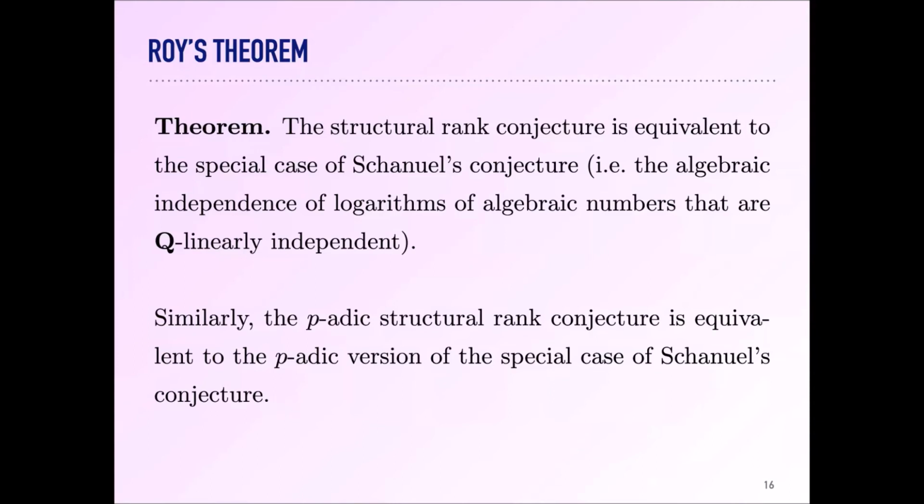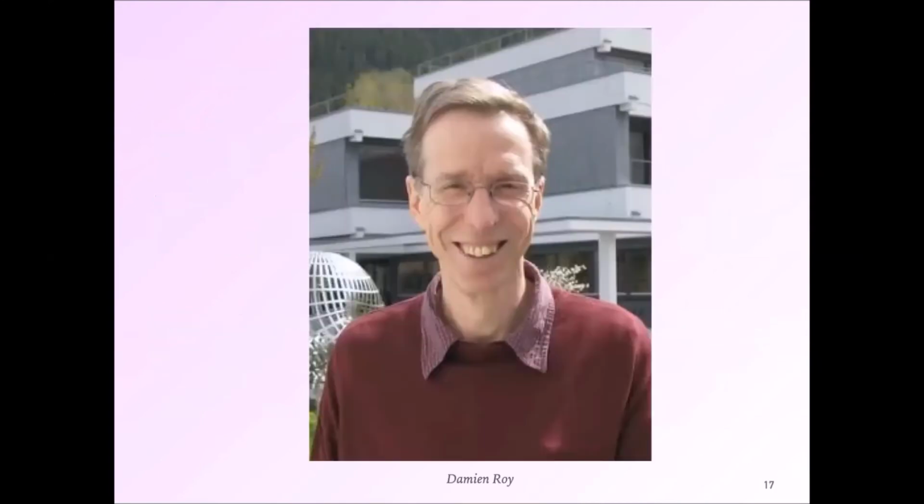Okay. And I should mention there are p-adic versions of all this, which I won't really get into in this course, but I'll mention because of its importance in algebraic number theory and Iwasawa theory. I'll mention some of this later. The importance is that the p-adic structural rank conjecture is equivalent to the p-adic version of the special case of Schanuel's conjecture. Okay, and here's the picture of Damien Roy.